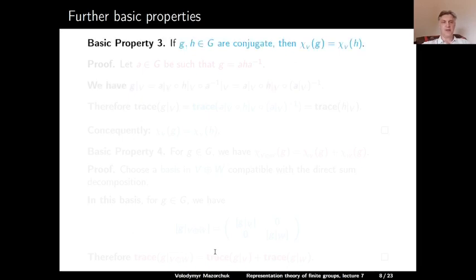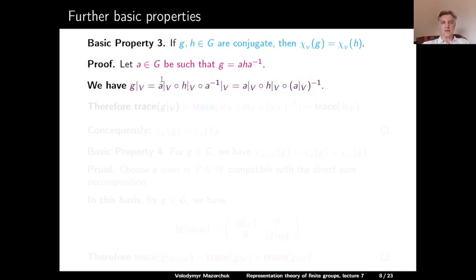Basic property 3. If g and h are conjugate elements in our group, then the values of the character of V at g and h coincide. Proof: let a be an element in G which conjugates h to g. In other words, such that little g is equal to a h a inverse. Then, because of the group axioms, the action of g on V is the composition of the action of a inverse on V, followed by the action of h on V, followed by the action of a on V.